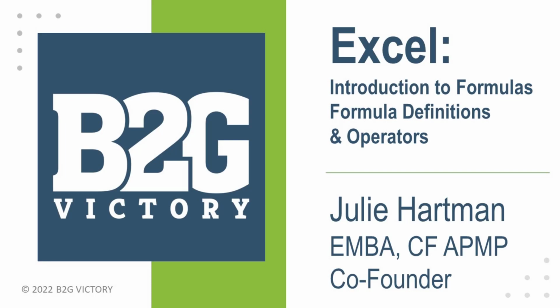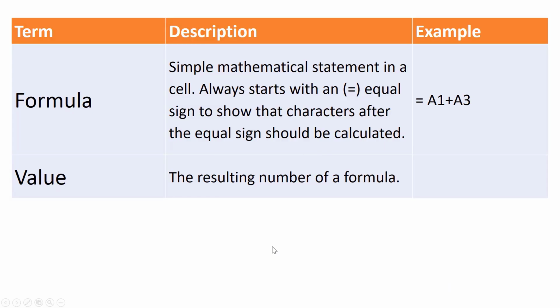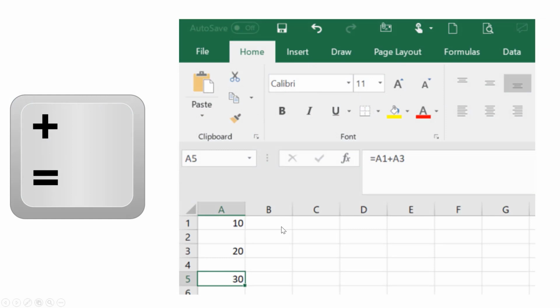A formula is what makes a spreadsheet so powerful. It's almost like a type of programming, and we're going to go over Excel's formula-related features as well as techniques. So a formula is a simple mathematical statement in a cell. It always starts with an equal sign, and then the characters after the equal sign should be calculated. The value is the resulting number of that formula.